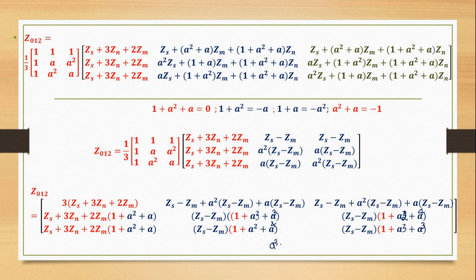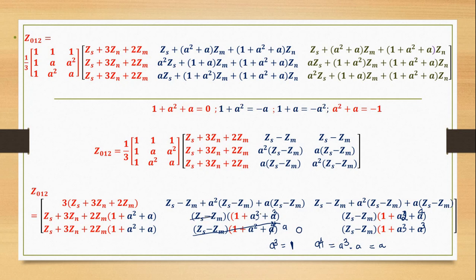So what is A cube? A cube equal to 1. What is A power 4? We can write A power 4 as A cube into A. That is A. So I can write A. So 1 plus A square plus A power 4, sorry, A power 4 is equal to A. So this is equal to 0.